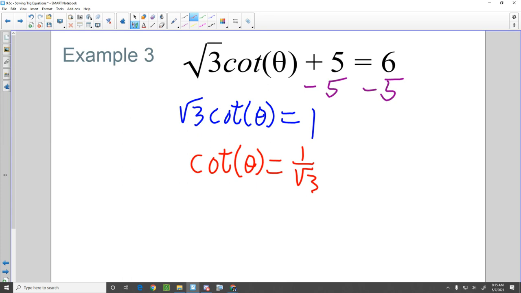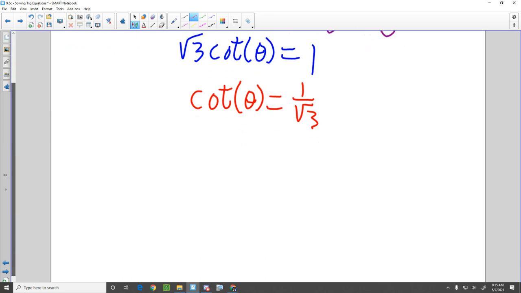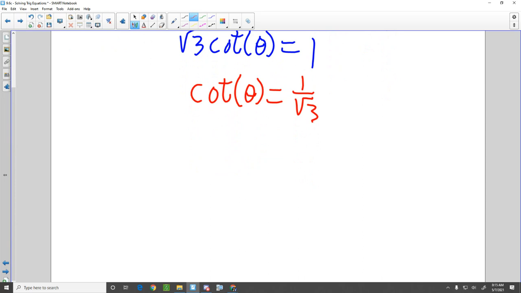Cotangent is a reciprocal trig function. So I want to take the reciprocal of cotangent. What's the reciprocal of cotangent? What trig function would that be? Tangent, right? They both have the word tangent in them. Cotangent and tangent. So I'm going to take the reciprocal of cotangent, which is just tangent, and I'm going to take the reciprocal of the right side. Well, the reciprocal of 1 over root 3 would be root 3 over 1. I'm just flipping both sides.